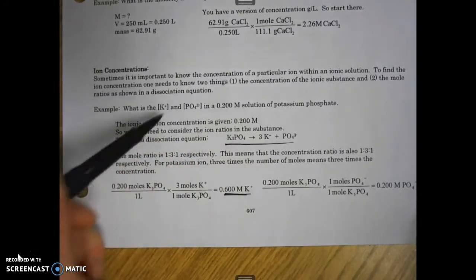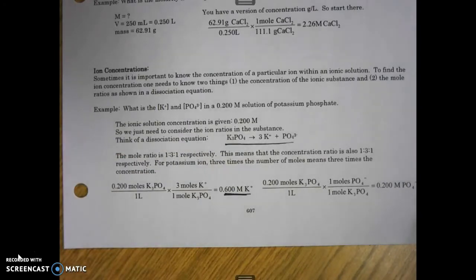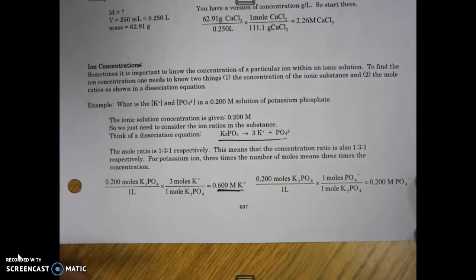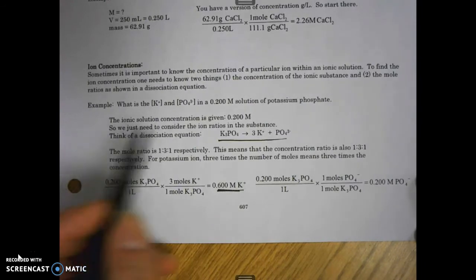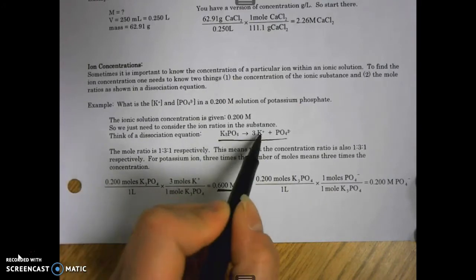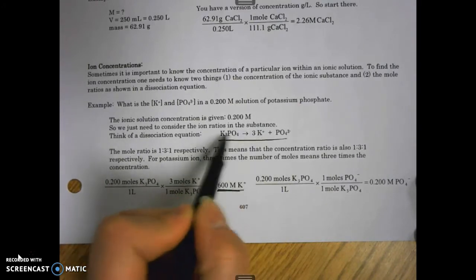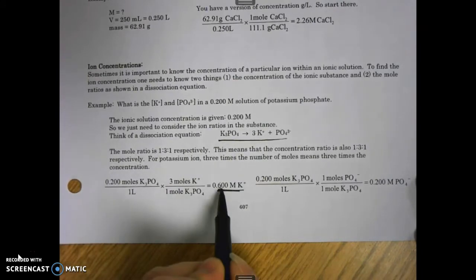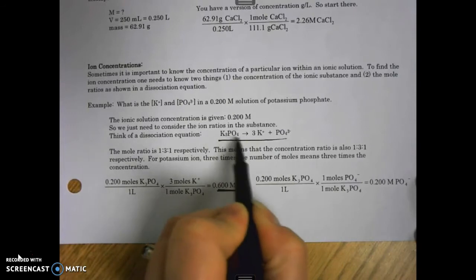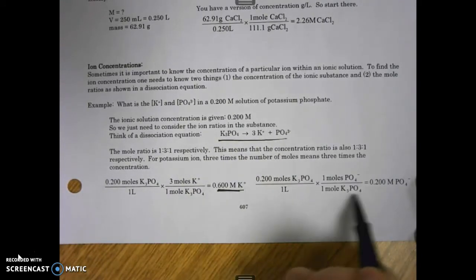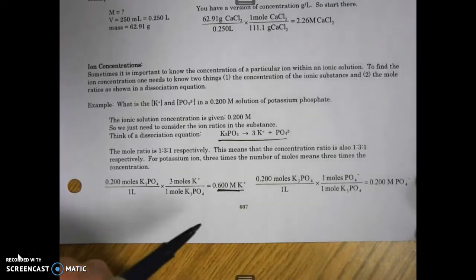Now, this idea can be applied to a bigger problem, but you could stop right here. We've answered the question, what are the potassium and phosphate ion concentrations in the 0.2 molar solution? We've answered that. So really what you're thinking about is what's the mole ratio? The original is 0.2. Since the ratio is 1 to 3, the concentration of potassium is going to be 3 times that, 0.6. It's 1-to-1, so the concentration of the original is going to be the same as the concentration of phosphate. So mathematically, this is how it works.